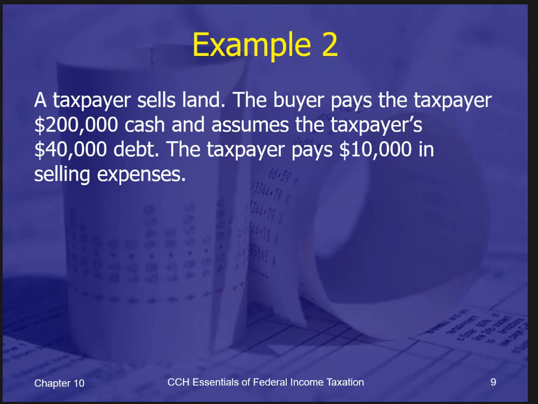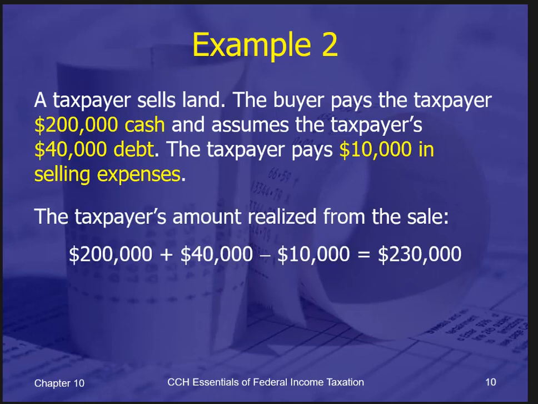Second example, we got $200,000 in cash and they assume our mortgage, and we have to pay out of that $10,000 in selling expenses. So we add the amount of the mortgage assumed, and then we subtract out our selling costs.